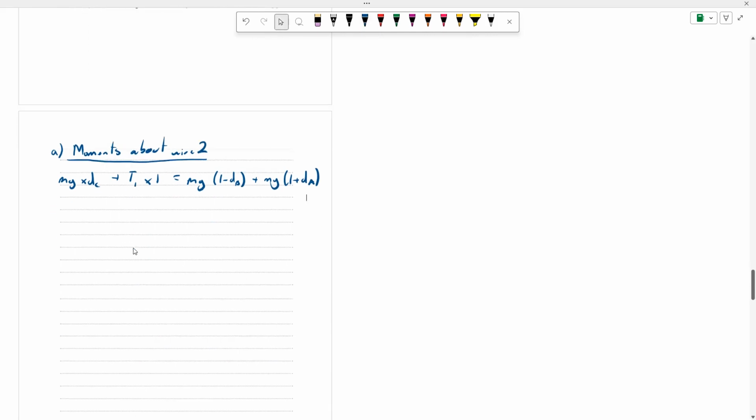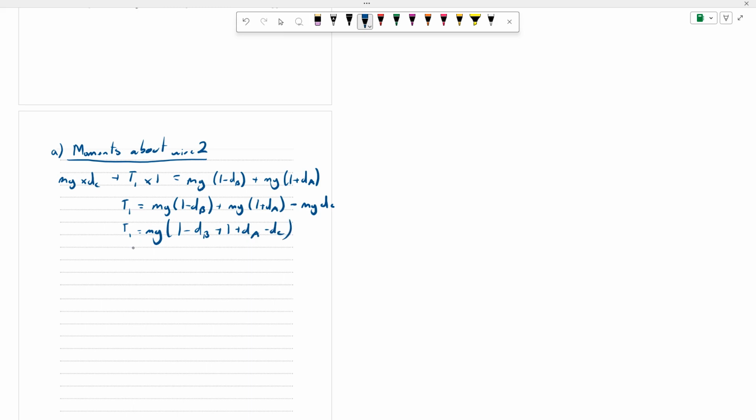And I'm going to rearrange this until it's T1 on its own, okay? So what I'm firstly going to do is take everything over to one side. So T1, because that's just that times 1, is mg(1 minus dB) plus mg(1 plus dA) minus mg dc. Now they've all got mg in common, so let's take that outside the brackets. Let's factorize that out. Gives me (1 minus dB) plus (1 plus dA) minus dc.